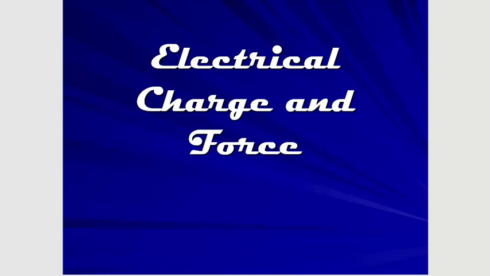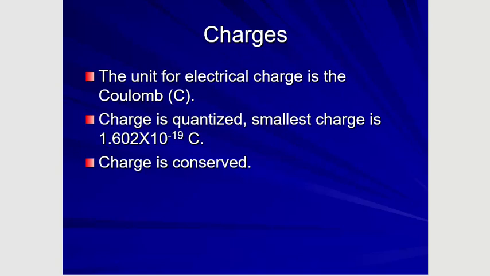All right, so we're going to be talking a little bit about electrical charge and Coulomb forces. The unit for electrical charge is the Coulomb, and a capital C is the abbreviation. It's quantized, which means that it comes in little packets, and the smallest amount you can have is the charge on an electron, or multiples of that. So it's going to be 1.602 times 10 to the minus 19 coulombs.